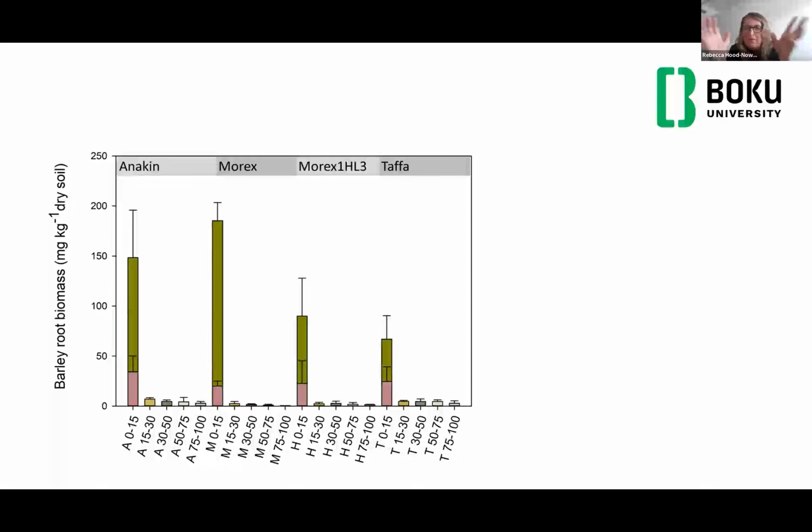We've done a lot of studies. This is barley, for example, and 80% of the roots were definitely in the top 20 centimeters. And this makes sense because this is where all the nutrients are.